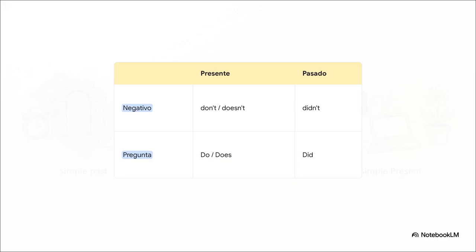This table right here is pure gold. It sums up the biggest difference when making negative sentences and questions. In the present, you have to choose between do and does depending on the person. But in the past, everything gets simpler. Did works for everyone. It couldn't be easier.